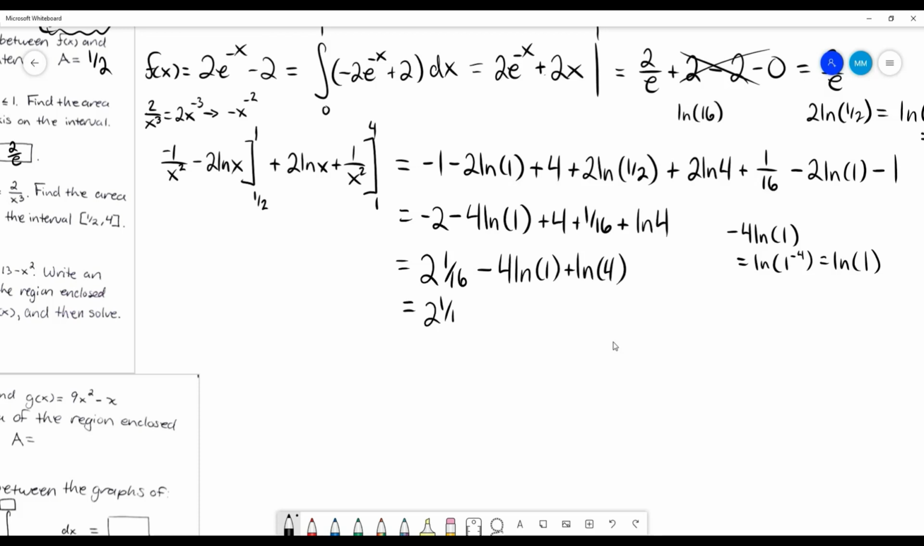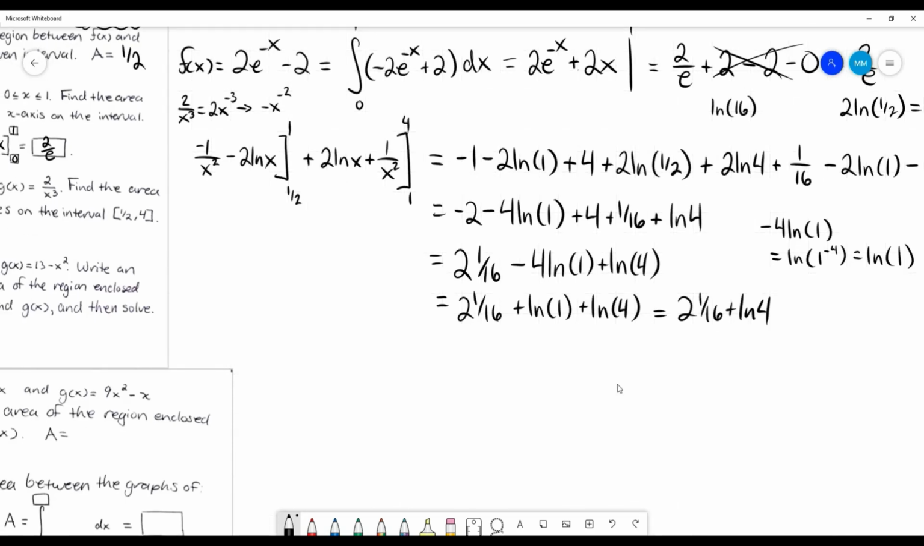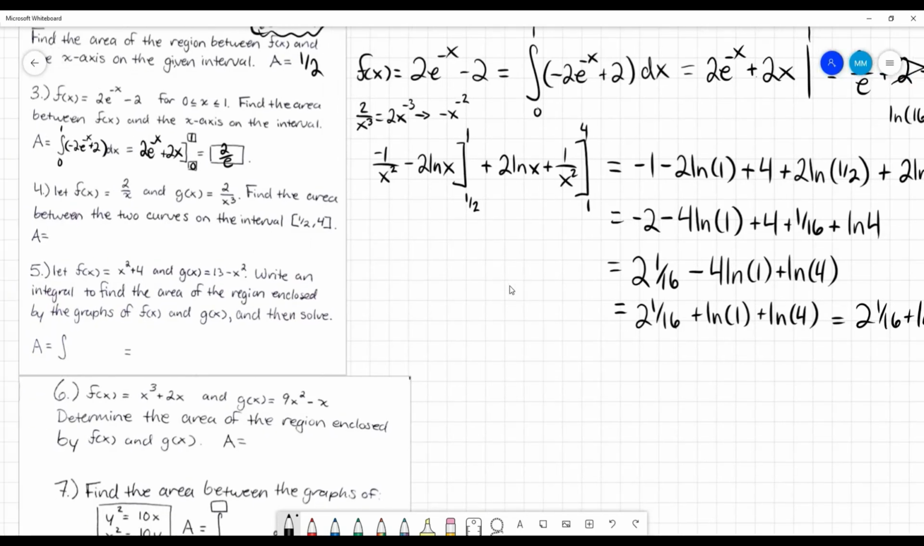So then that's 2 and 1/16 plus natural log of 1 plus natural log of 4. So I'm now just multiplying these interiors, so it's just 2 and 1/16 plus natural log of 4. And I'm going to consider that done. If you want a specific numeric answer, you can plug that into your calculator to get that exact decimal.